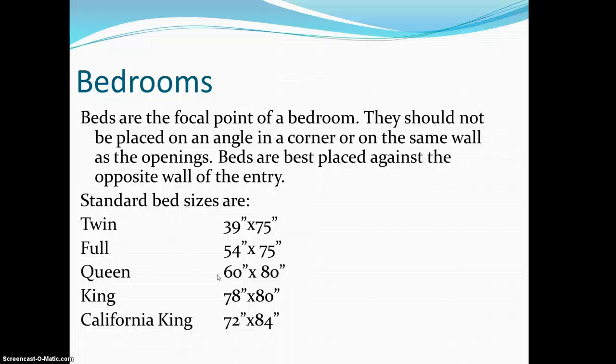When you set a bed on an angle in the corner, it takes up a lot of real estate and is eating up space in the room. So the most comfortable place to put the bed is the opposite wall of the entry. These are standard sizes of beds. We don't custom make those. So you know that the size of the room will accommodate the size of the bed, and talk to your client. What do they want?